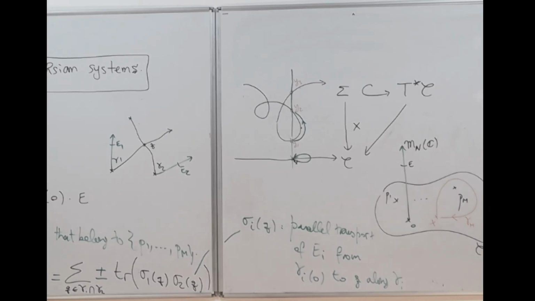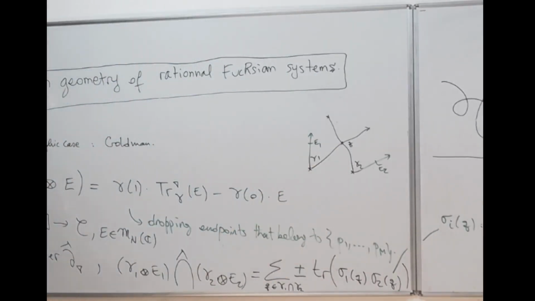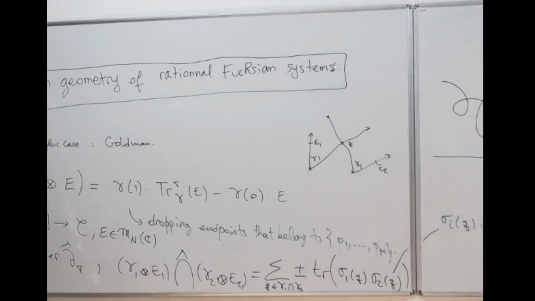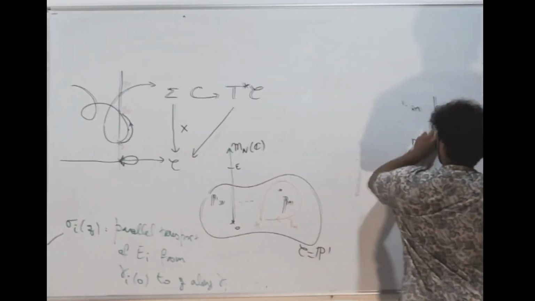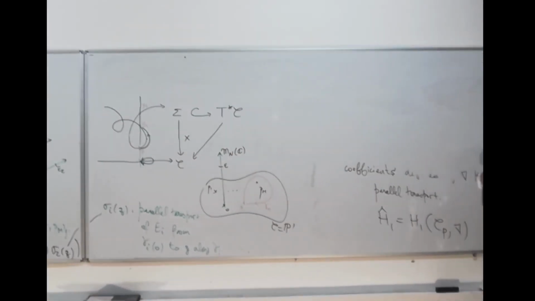Yeah, so gamma is a cycle, it's a chain. Yeah, gamma is a cycle on the base. And sigma I is the parallel transport of the matrix E until the intersection point. Basically, sigma I is parallel transport along gamma I. Yeah, exactly. Okay, so yeah, it's a smooth chain.